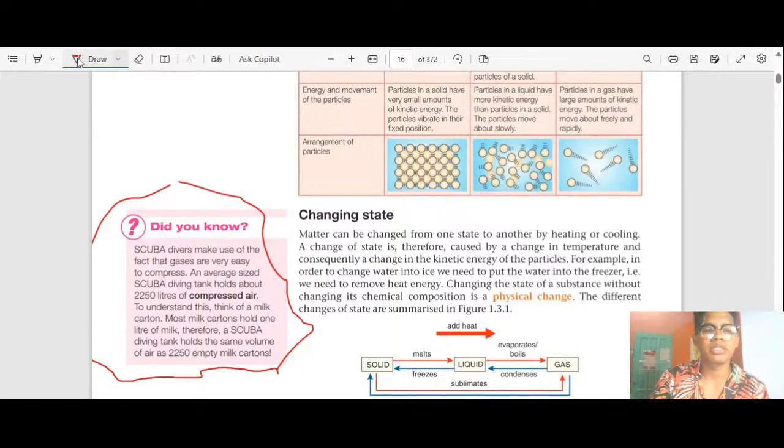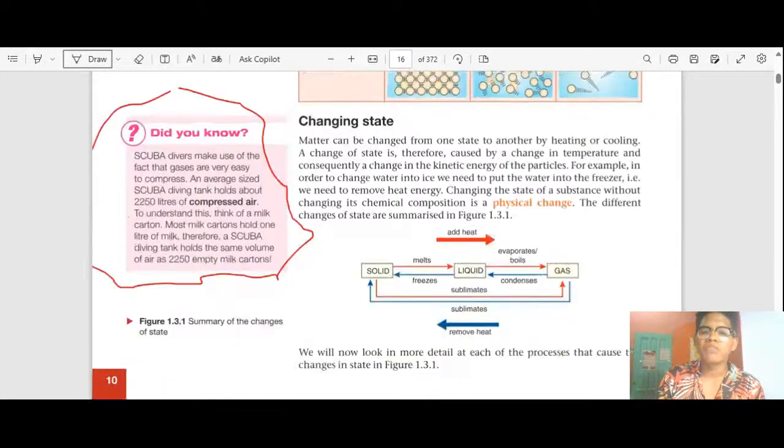So it says here, scuba divers make use of the fact that gases are very easy to compress. An average size scuba diving tank holds about 2,250 liters of compressed air. To understand this, think of a milk carton. Most milk cartons hold 1 liter of milk. Therefore, a scuba tank holds the same volume of air as 2,250 empty milk cartons.